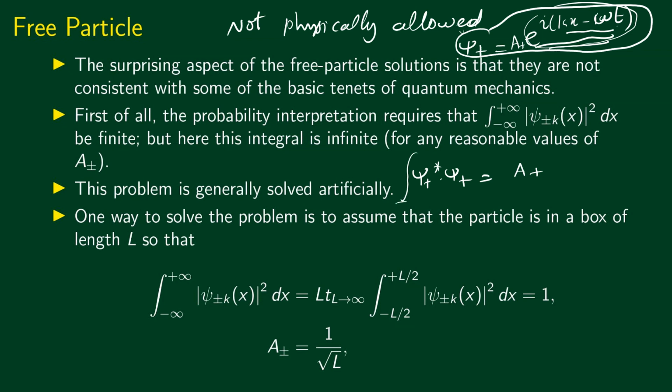Now, if we integrate this from minus infinity to infinity dx, this would be simply A plus times the integral from minus infinity to infinity of dx. And we see that this is not finite. This is infinite, which means that we cannot normalize this wave function. The same is true for psi minus also. So the wave function that we have got for the free particle is a non-normalizable wave function.